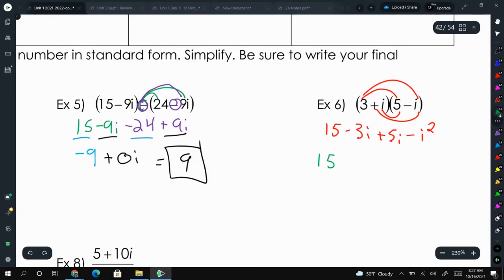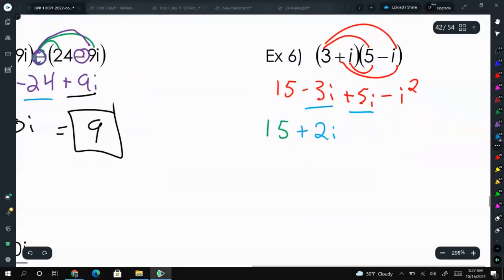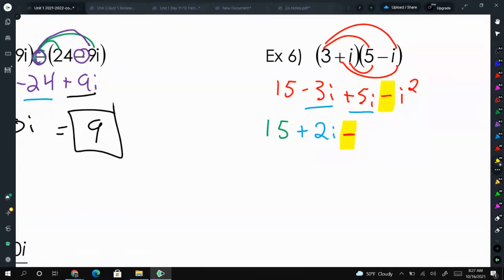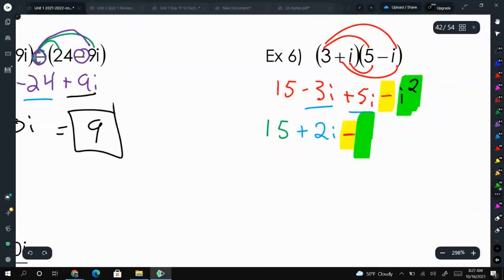So we're going to have 15, negative 3i plus 5i is 2i. Now, this is where, again, many students will make a mistake. We have a subtraction sign up here. That isn't changing right now. I'm just copying it down. However, i squared is -1. So I'm going to write -1. I'm just replacing this.